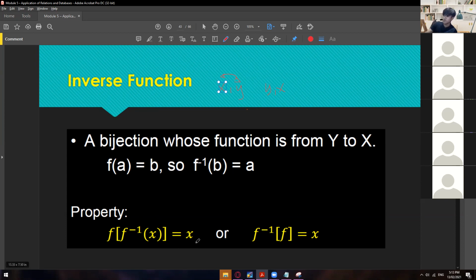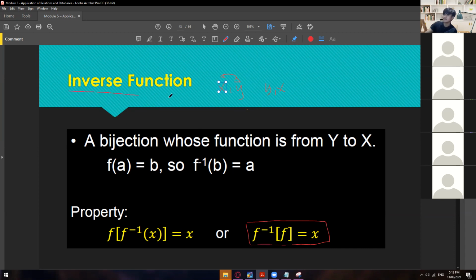So we have two formulas for that inverse function. F of f inverse of x is equal to x, or f inverse of f of x is equal to x. Either of those two are just the same, just a different representation. To make this lesson much easier, we'll just use this much simpler formula.